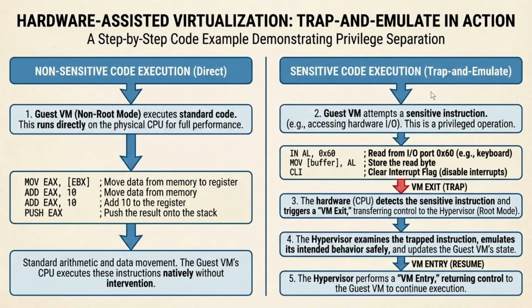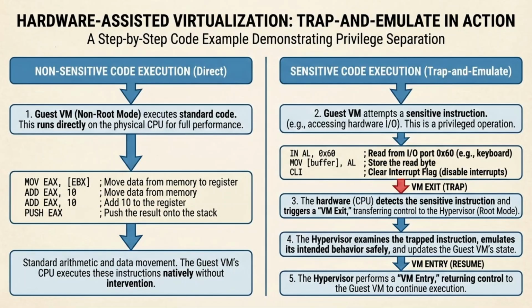On the right side, we have a sensitive code. We are reading from a network port and resetting the interrupt flag. This is risky code and can alter the state of the host machine. The CPU detects the sensitive code and passes it to the hypervisor. Hypervisor will execute this code on an emulated CPU and return the result back to the virtual machine, keeping the host machine secure in the process.